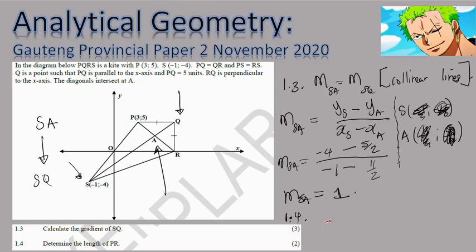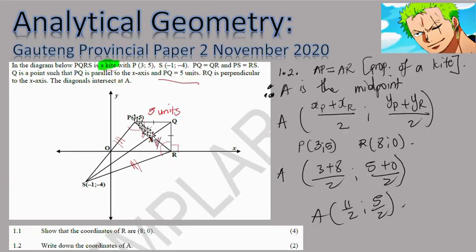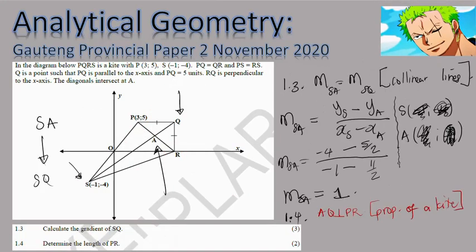What I'm saying is that the line AQ is perpendicular to the line PR. Why? These are properties of a kite. Right? I'm not sure if I said it in the previous point. Oh, I didn't. But properties of a kite are saying that the diagonals will meet at right angles. That's one thing for sure.